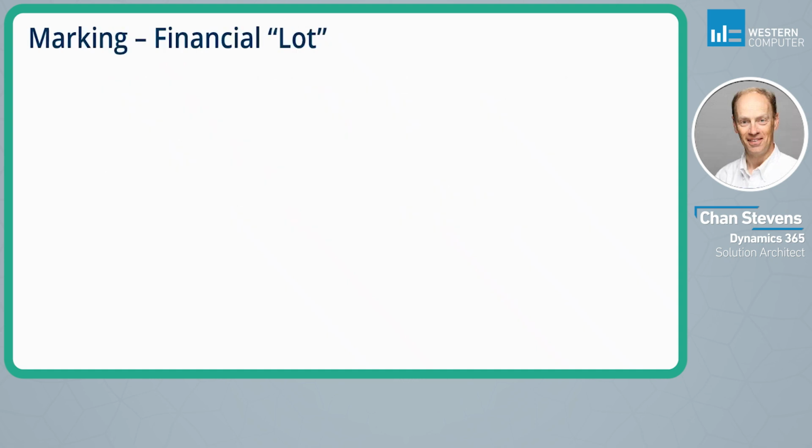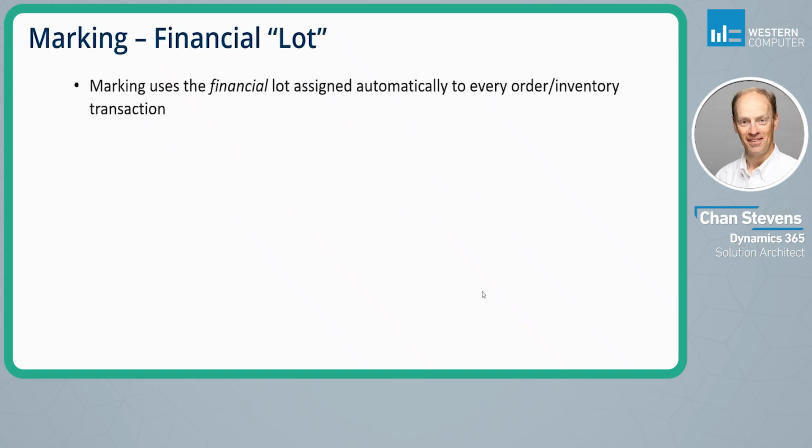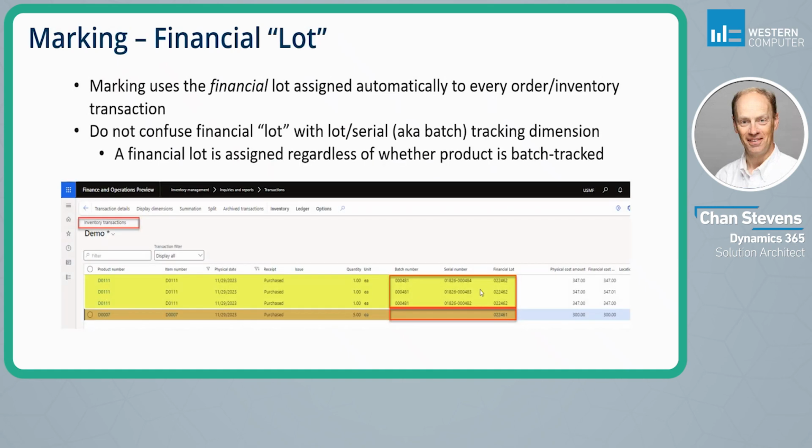Okay? Now, the financial marking uses what's called a financial lot, and a lot is assigned on every inventory or order transaction going into and out of inventory. That's not to be confused with what most of us think of in terms of lot, serial or batch tracking of an item. So you can see in the screenshot at the bottom of my screen, different product receipts and issues show batch numbers on the left for a lot controlled part, serial numbers.